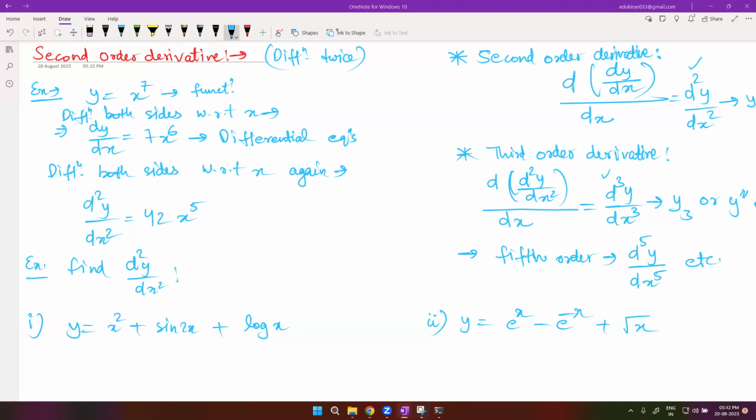Hanji, first one, d2y by dx square. Adil, what is d2y by dx square? 2 minus 4 sine 2x minus 1 by x square. Okay, correct, good. Start the second one.